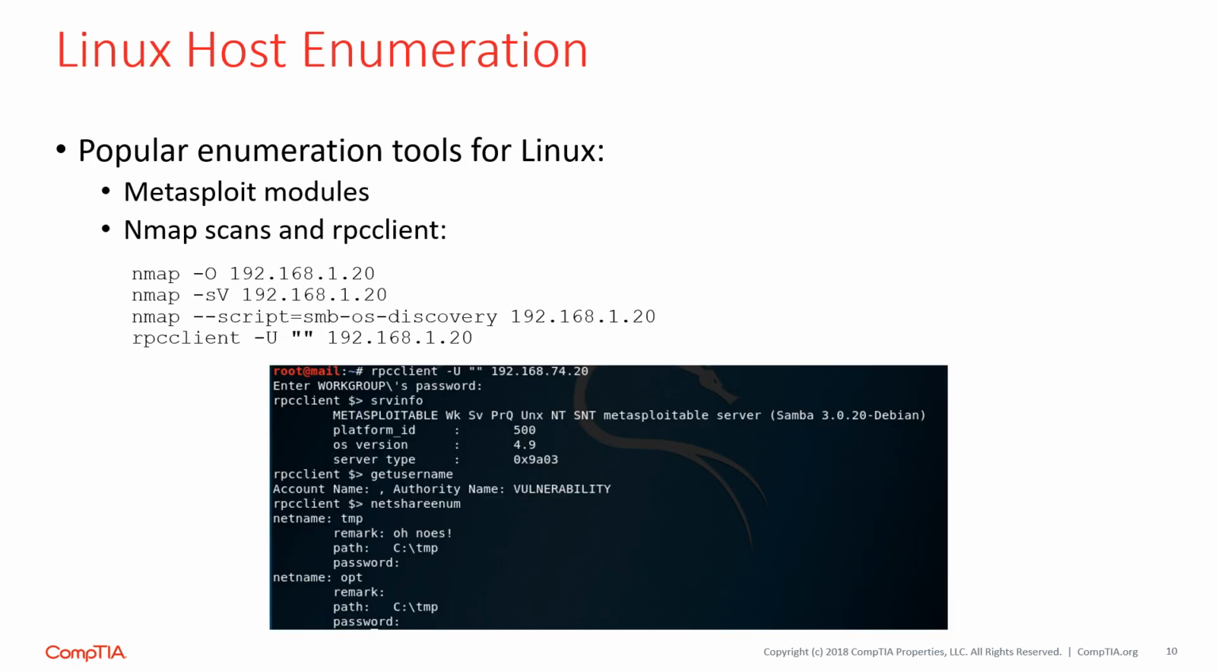As with Windows, there are many tools and local Linux commands that you can use to enumerate information. For example, once you compromise a Linux machine in Metasploit, you can use the post/linux/gather/enum_system module to get information about the system. Like here in the screenshot, the command being used is rpcclient, right?